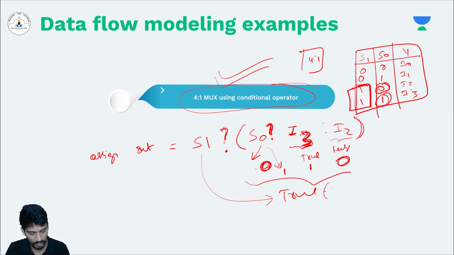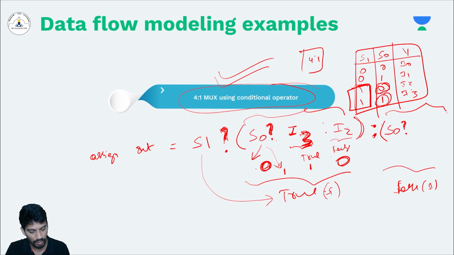What is the false case of S1? I will define it here. I am questioning whether S1 is true or false. Once it is true, execute this step; once it is false, execute this step. In this step, again I need to question whether my S0 is true or false. If my S0 is true, then I assign I1, and if my S0 is false, then I assign I0.